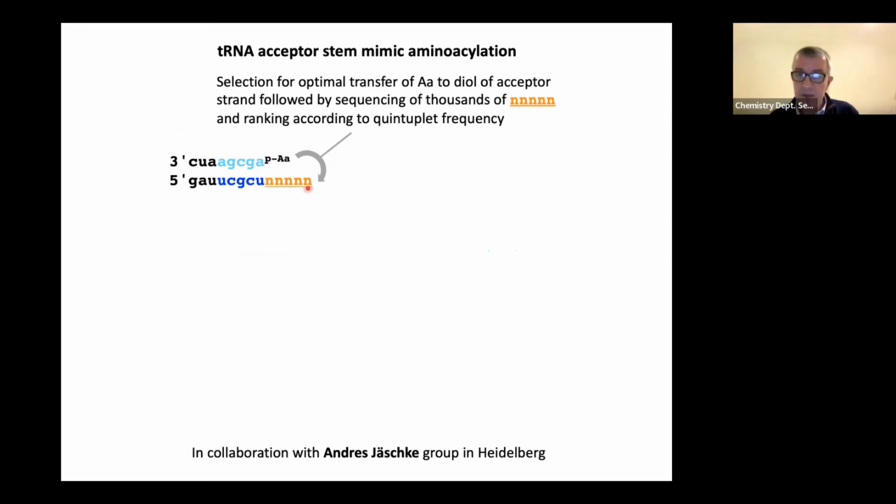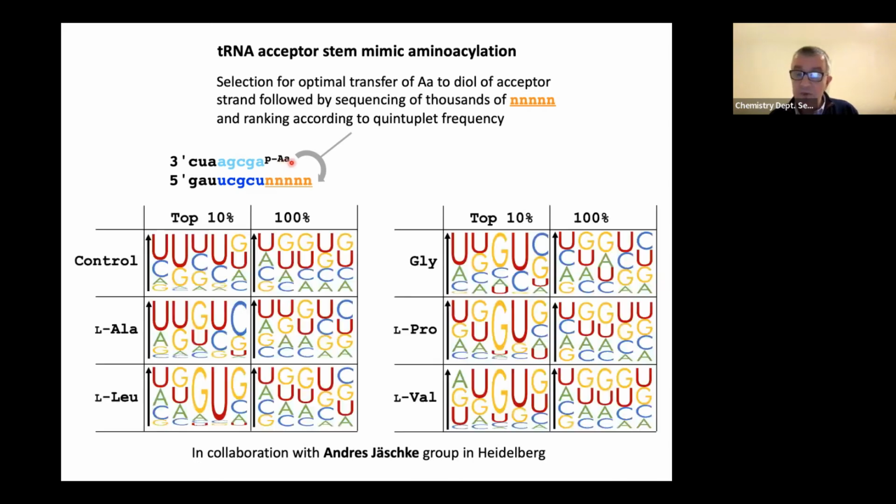So we first of all decided to do this by high throughput experimentation. We randomized the overhang sequence and used a selection procedure to determine those sequences which most efficiently underwent the transfer of the amino acid. And what we found, in conjunction with Andres Jäschke's group in Heidelberg, was that in the top 10% of preferred sequences, compared with 100% of all sequences, there was very little difference between the sequences preferred to transfer L-alanine, glycine, proline, valine, or leucine. So that was somewhat disappointing, but in retrospect, we think not too surprising.